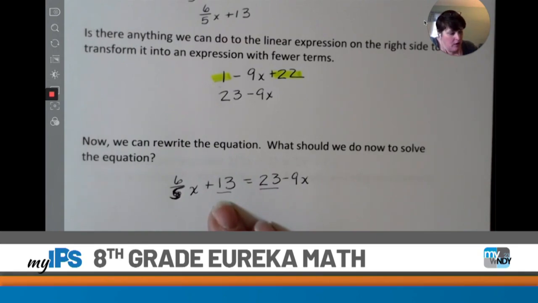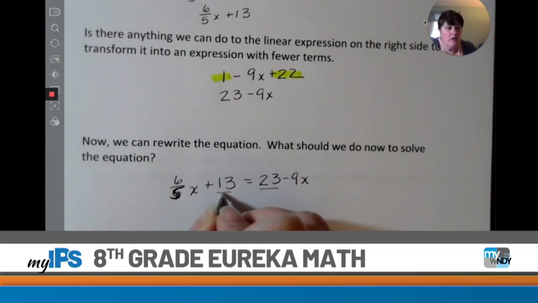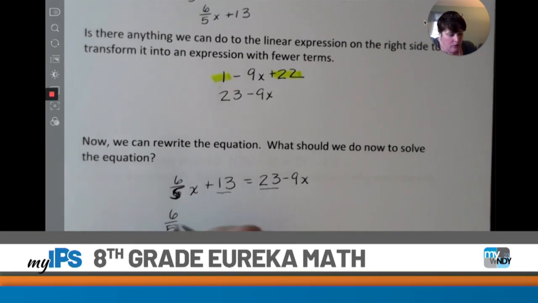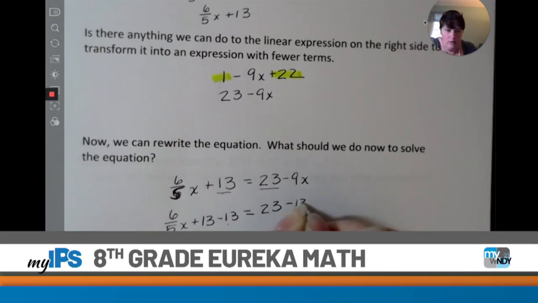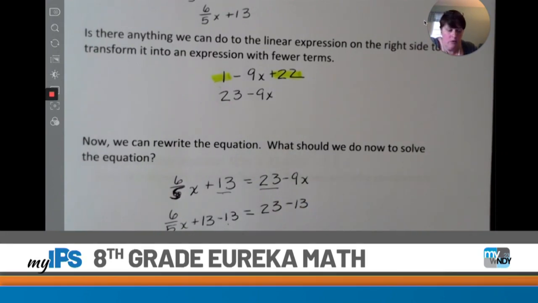So this is a positive 13. The opposite of positive 13 is negative 13. 6/5 x plus 13 minus 13 is equal to 23. Oh, I subtracted 13 here, that must mean I have to subtract 13 here. That's the subtraction property of equality. And then we have that minus 9x.